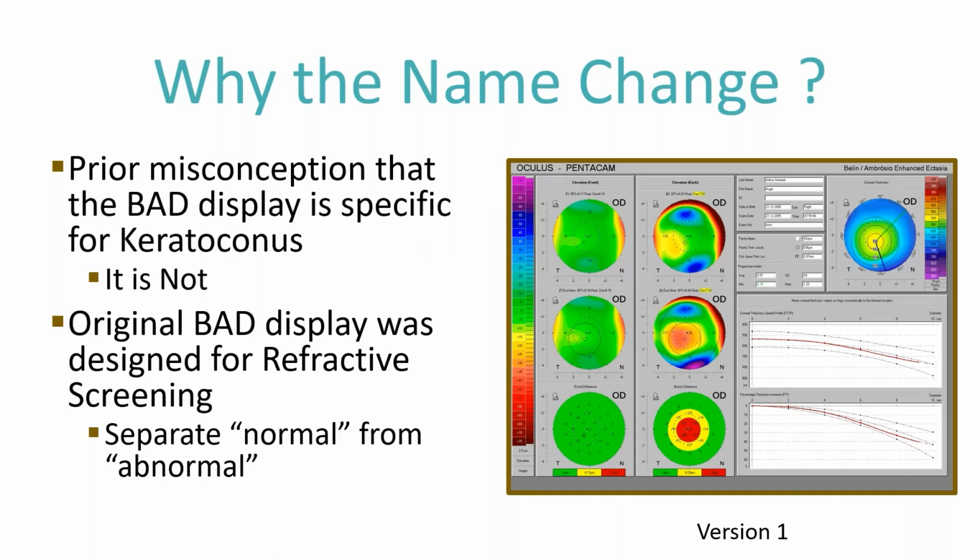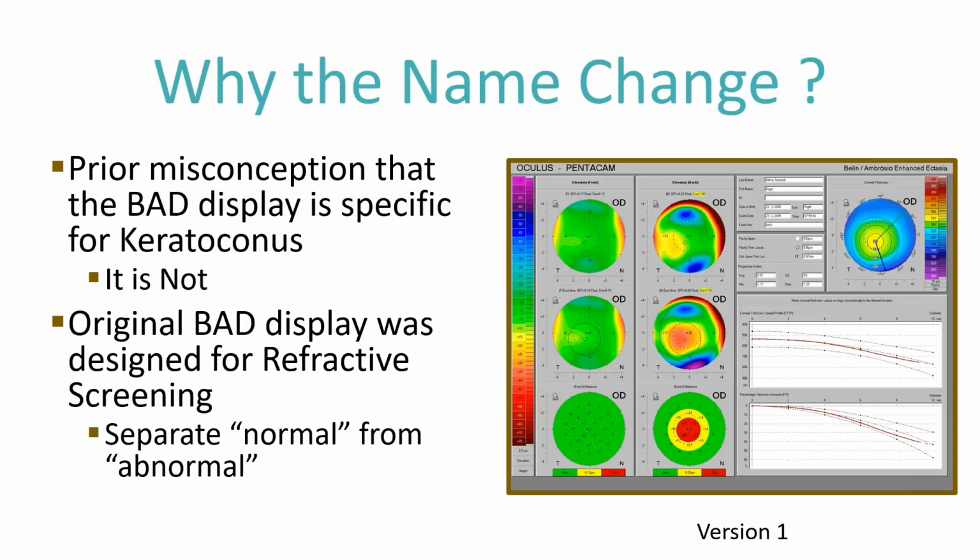It was originally developed for refractive screening, and it was developed to separate normal from abnormal, and that abnormal could be from almost any cause, keratoconus being one of them, but there are many other things that would give you an abnormal reading on the BAD display. For those of you who may be old enough, this is a picture of actually the first version of the BAD.